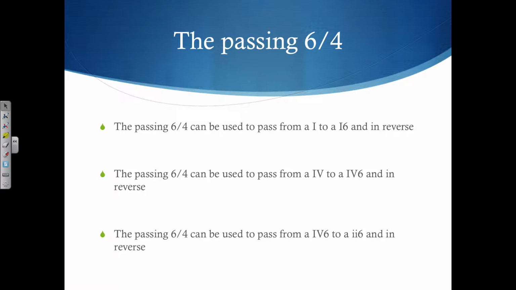The other type of 6/4 chord is the passing 6/4. And I like to think of the passing 6/4 as having a very specific function. In this case, the passing 6/4 is used to pass between a 1 and a 1/6. And of course, it could work in reverse. It could go from a 1/6 down to a 1. It can also be used to pass from a 4 chord to a 4/6, and this is what I meant by kind of expanding a predominant area, if you could think of it that way. And of course, that works in reverse as well. And the passing 6/4 also passes from the 4/6 to a 2/6, and I'll show you the examples of that here.